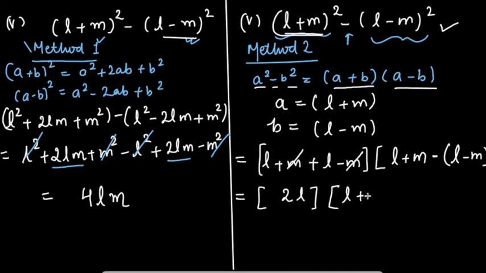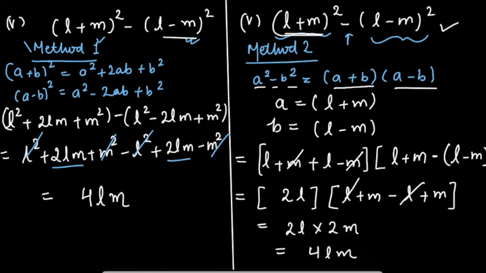In the second bracket, let's open the bracket: minus l plus m, right? Now these l are cancelled. You are left with 2m. So 2l into 2m, take the product, it is 4lm, right? So with both the methods, you see your answer is coming out, of course, 4lm.